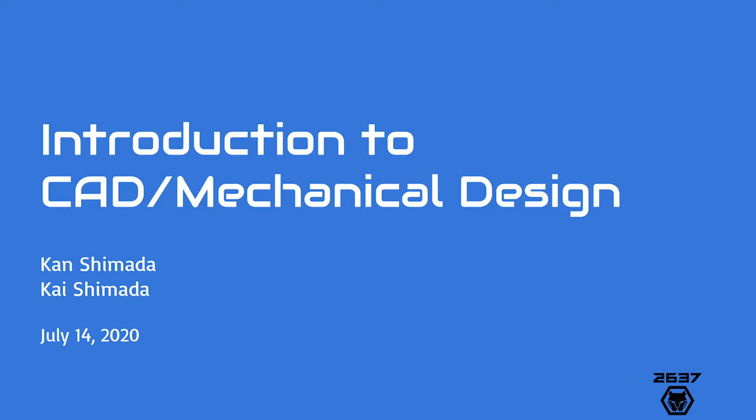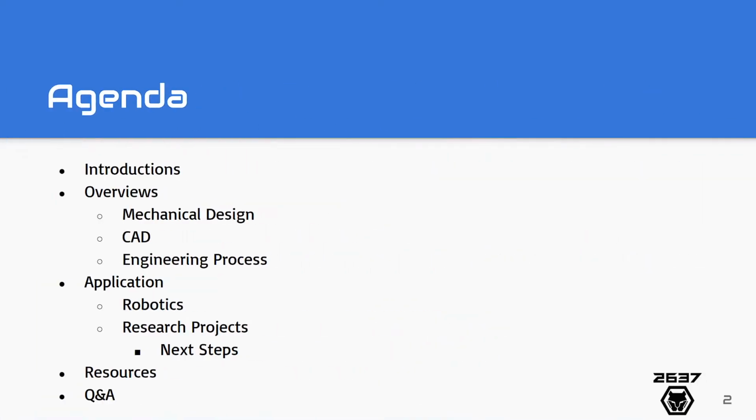This is the presentation on an introduction to CAD and mechanical design. As an agenda, we're going to introduce ourselves. We're going to give an overview about mechanical design, CAD, and the engineering process in general. Then we'll talk about the applications of CAD, especially in robotics and research projects. We will briefly introduce some resources and then finally hold a Q&A session.